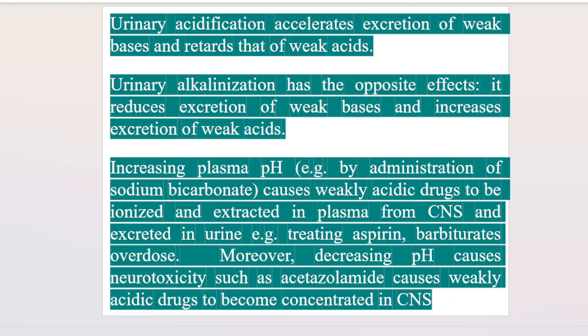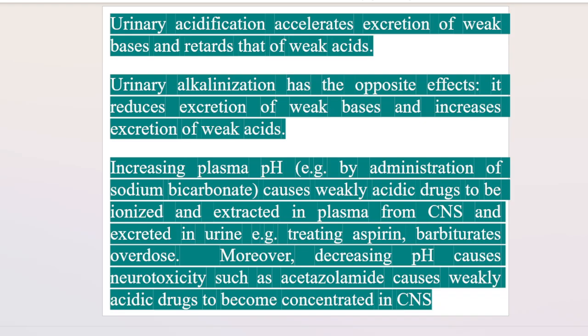These two are opposite. Acidification has its own effect, and alkalinization has its own effect when you increase or decrease the pH. When you decrease the pH, weak basic drugs are readily eliminated because of the ionized form. If you increase the pH, the weak acidic drugs are easily excreted from the body.